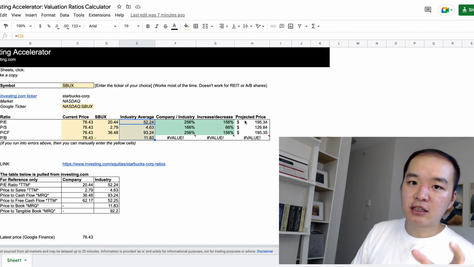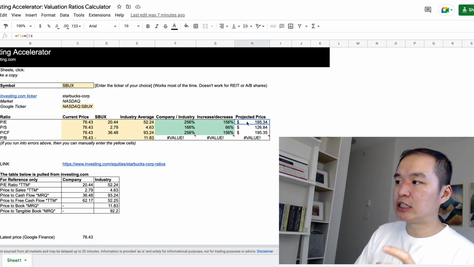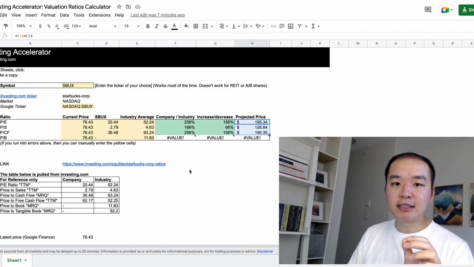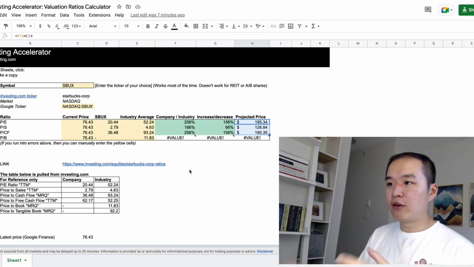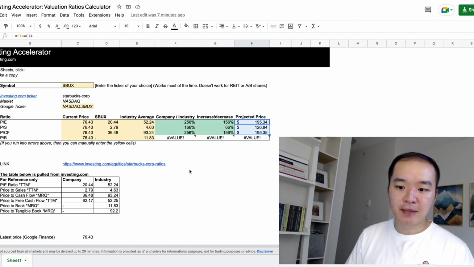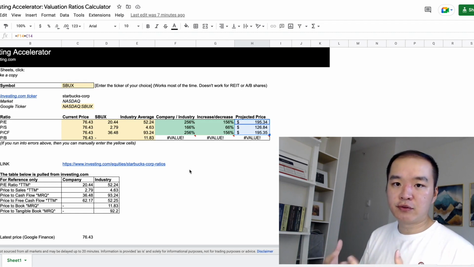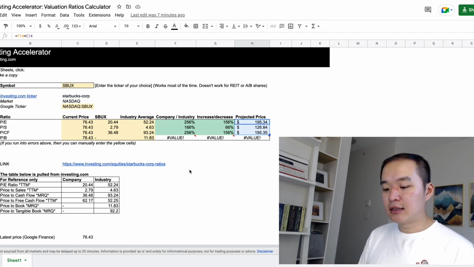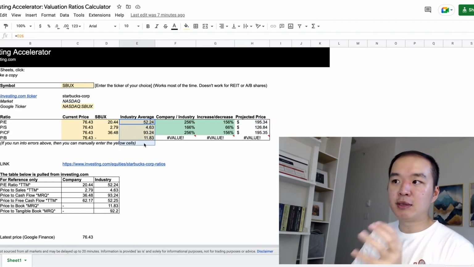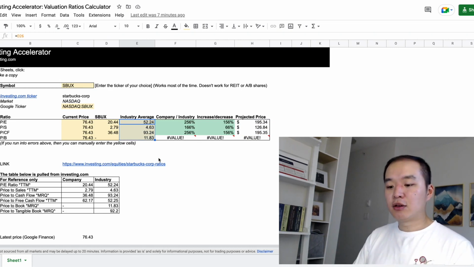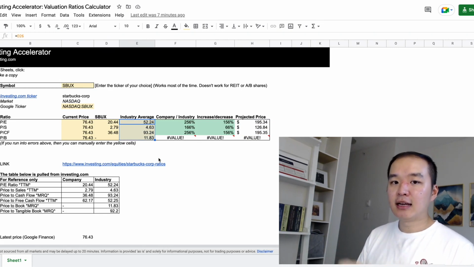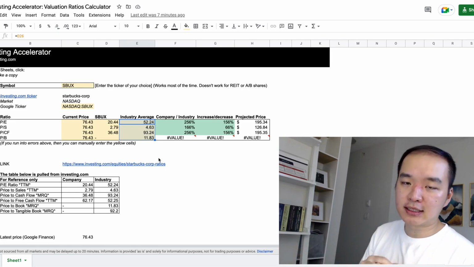But the benefit of this valuation ratio calculator is that you get a projected price calculated from comparing to the industry average. And this is actually what a lot of mutual funds or hedge funds will do. And they figure out what is supposed to be the correct multiple for the industry or for that specific company so that they can calculate the potential upside and also help plan for your exit as well.